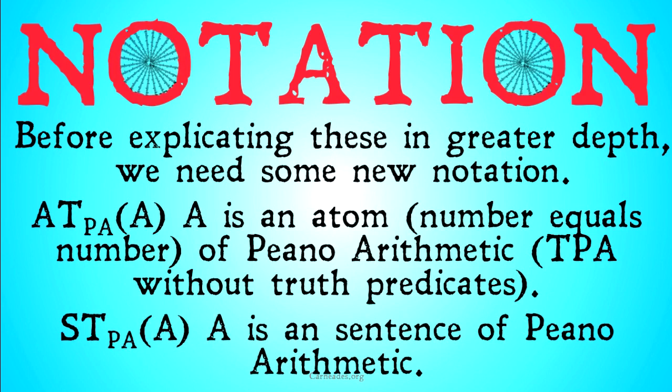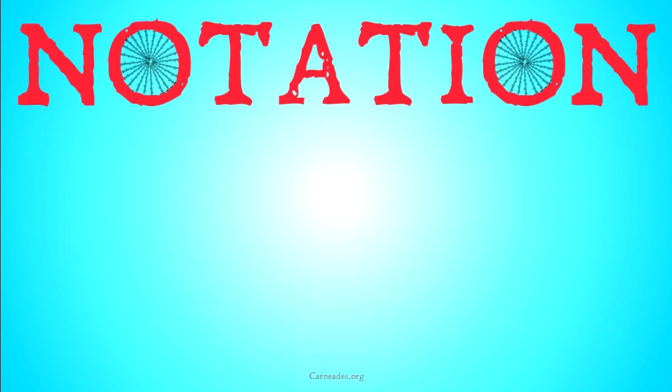StPA(A) is saying that A is representing a sentence of Peano arithmetic. Once again, that's without any of the truth predicates. So we're using these to kind of define that sublanguage, to section out these things. The first really small sublanguage of just the atoms, and then the slightly bigger sublanguage of the sentences, which don't include the truth predicates.